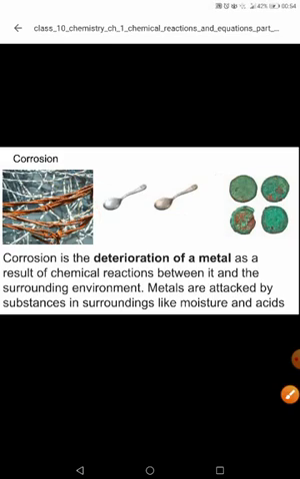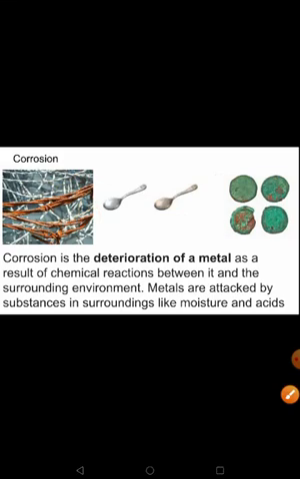So corrosion is nothing but deterioration of metals, and this corrosion causes damage to your car bodies also. You must have seen the door portion of a car, rust will be formed if it is kept exposed to the environment because of its reaction with moisture content in the atmosphere.